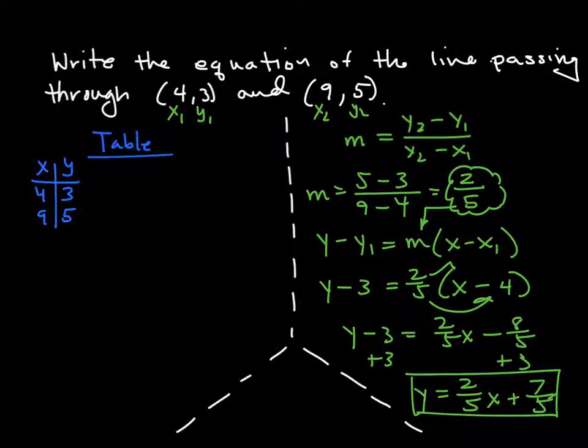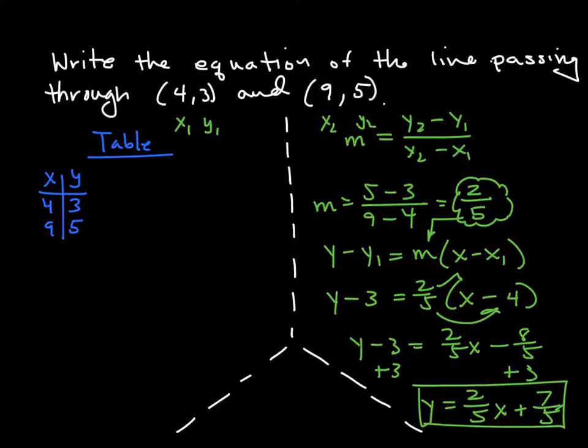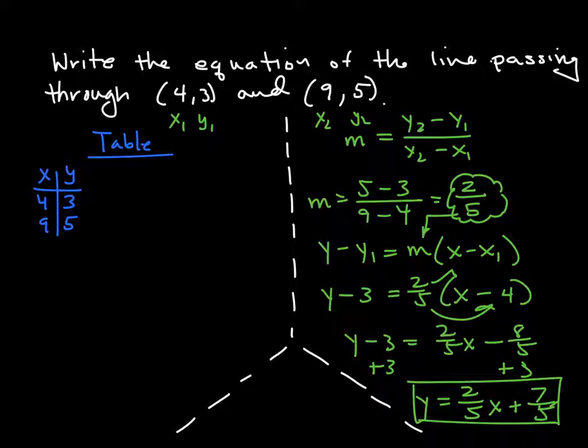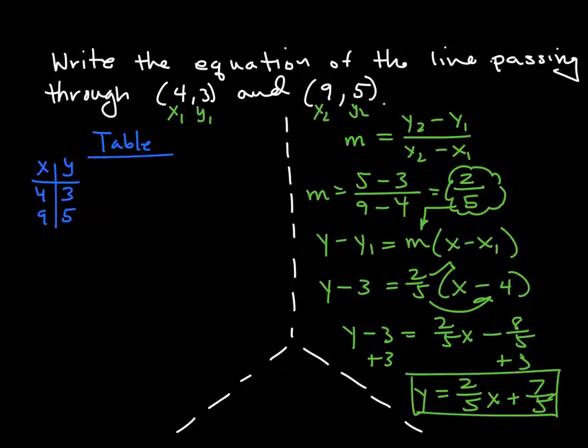So from here, what I'm going to do is find the rate of change. So from 3 to 5, that is an addition of plus 2. From 4 to 9, that is an addition of plus 5. So what I now have is plus 2 and plus 5.